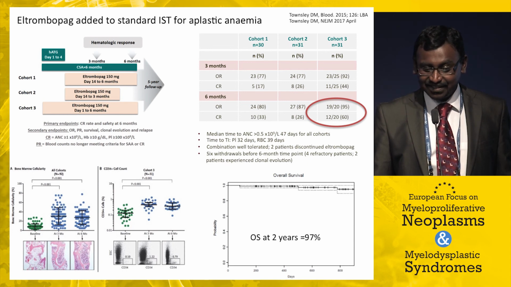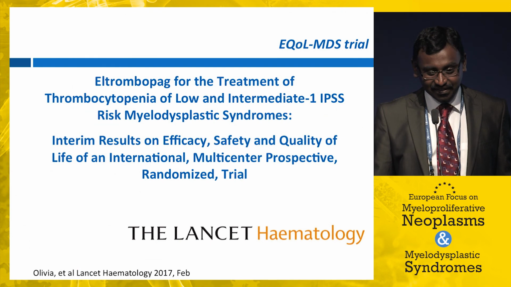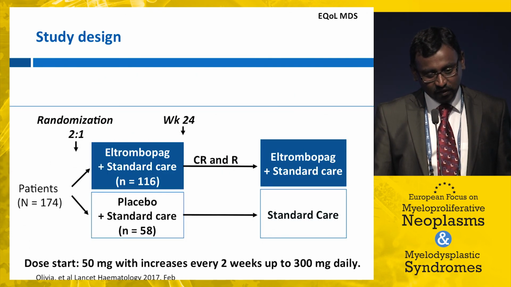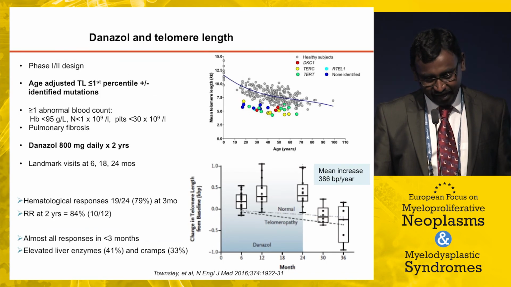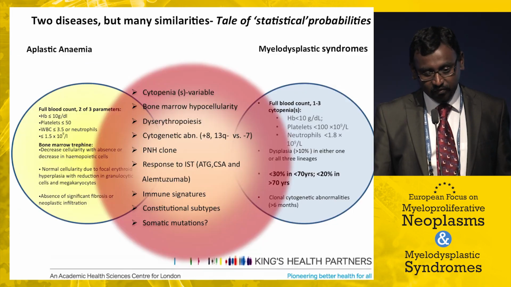And not only that, the CD34 stem cells are increased 3 to 5-fold in the bone marrow, indicating that there are treatments which are modulating this. And the same thing with MDS as well. This is a trial published in Lancet Oncology comparing eltrombopag with placebo, showing that about 50% of patients could have responses in the context of this TPO mimetic. And obviously, danazol in the context of telomeropathies has been used. This is again from NIH, showing that high dose of danazol can improve the telomere length and also can show hematological responses in this group of patients.